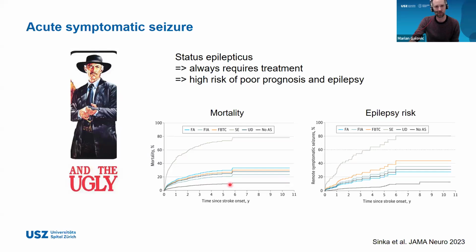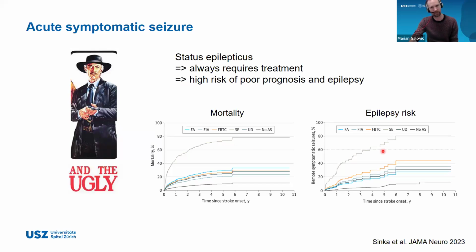And here at the bottom, these are stroke survivors, people with stroke who did not have any acute symptomatic seizures. So they have the lowest risk of mortality. Here, this bunch are all cases who had acute symptomatic seizures, but the highest risk of mortality, and it's really, really high, up to 80% in the next 10 years after stroke, is in those cases that had acute symptomatic status epilepticus. So acute symptomatic status epilepticus is a severe indicator of very bad prognosis.